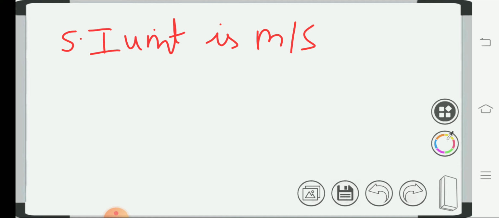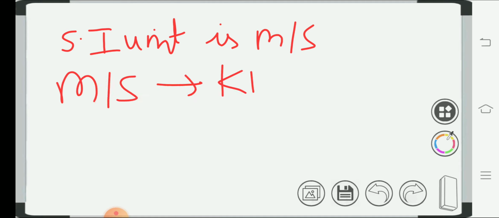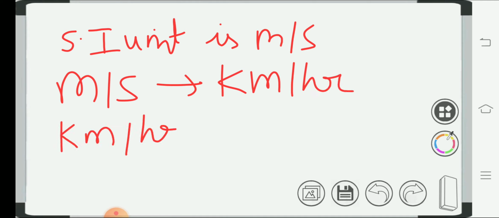Now I gave a worksheet to you where you had to convert meter per second into kilometer per hour, and kilometer per hour you have to convert in meter per second. Some of you might have understood, but there are some who did not understand it. Okay, I'll make you understand.